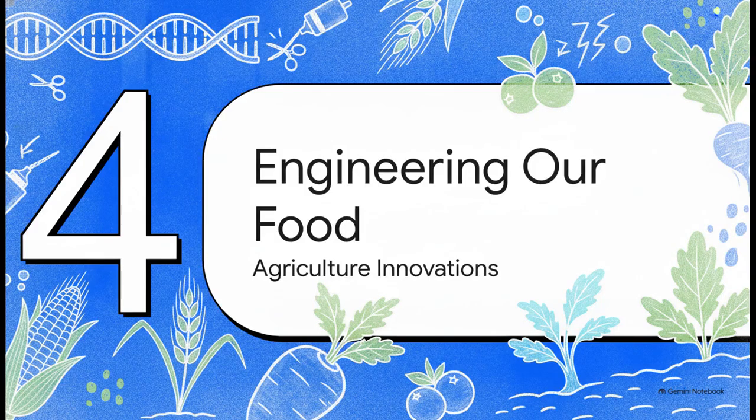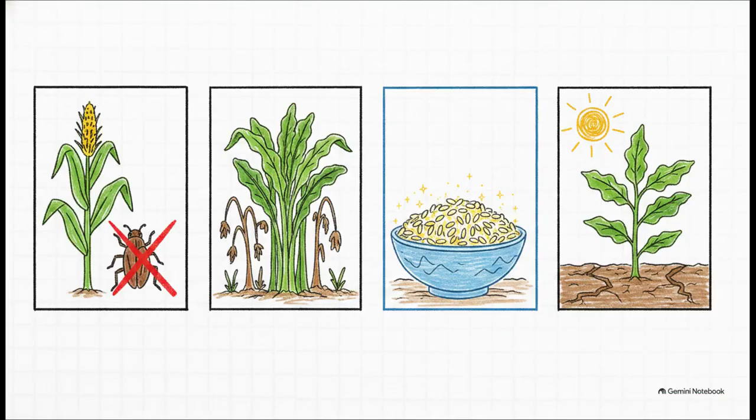Moving right along to Section 4, engineering our food. By inserting foreign DNA into the genomes of plants, we've developed some pretty incredible innovations. Scientists have actually engineered crops, like maize, to contain a bacterial gene that naturally produces a poison. This poison is fatal to insect pests, which drastically improves crop yields. They've also created herbicide-resistant crops. This is a huge deal because it allows farmers to spray for weeds without accidentally killing the food itself.